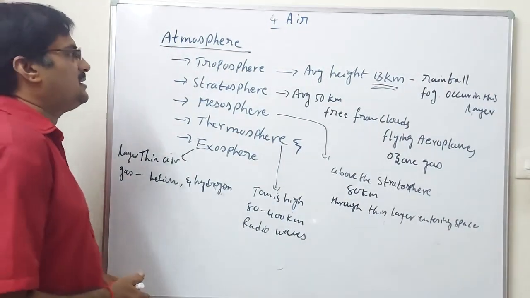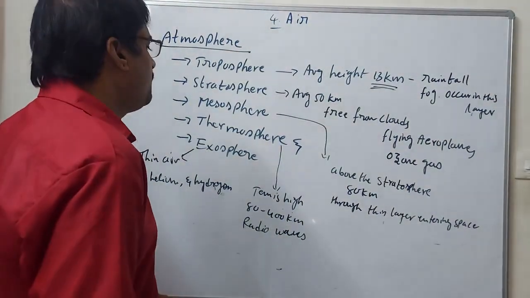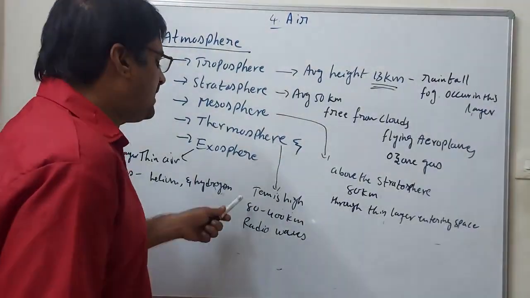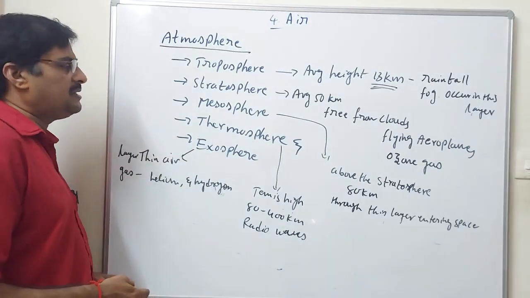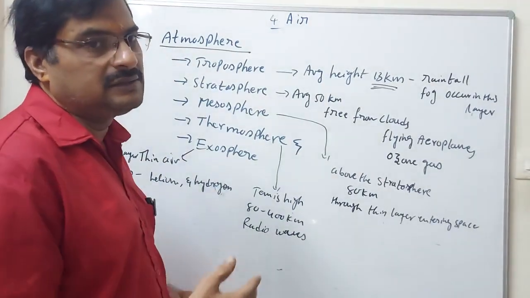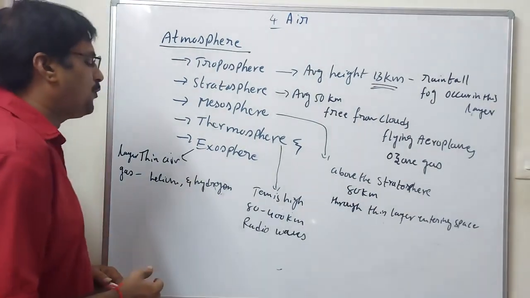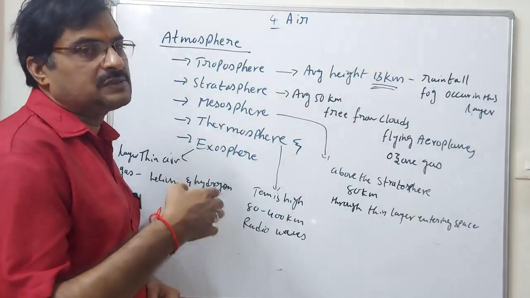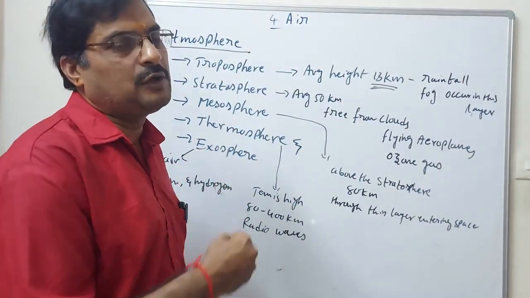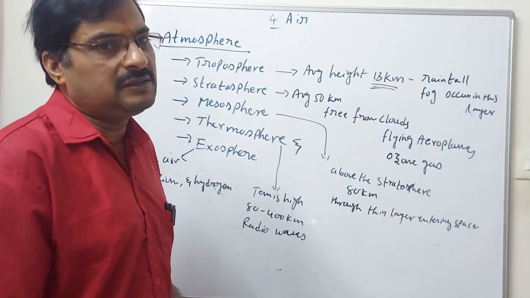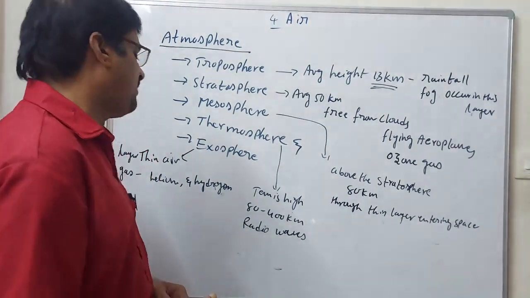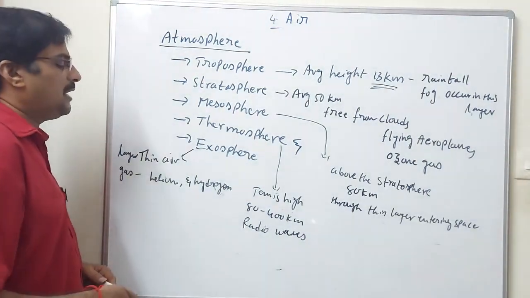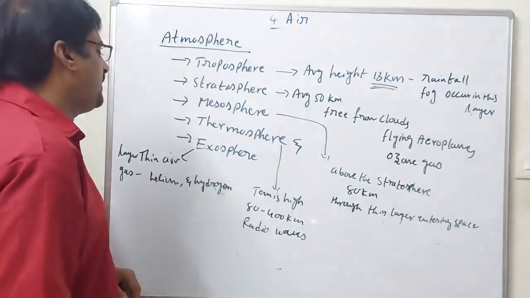The next layer in the atmosphere is the thermosphere. The temperature is very high in this layer. It is 80 to 400 kilometers from the earth's surface. That's why radio waves travel in this place. These radio waves come back to the radios on the earth, and then sound is made. So radio waves travel in this layer of the thermosphere.